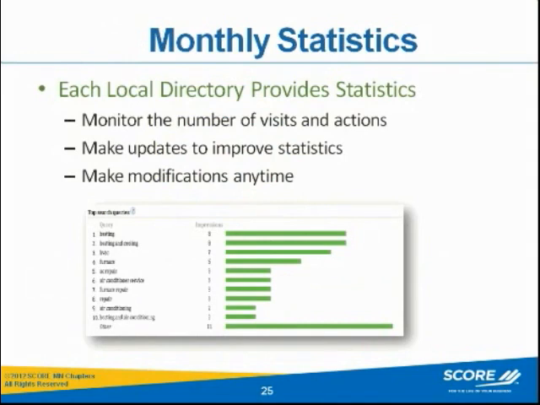Each of these local search directories provides statistics on your local listing. This allows you to monitor the number of people looking at your listing and the number of people taking action. If you're not getting the views you want, make some changes. Update your information. You may experiment with different keywords or offer a different coupon. You can make the modifications anytime you want, right from your own computer.